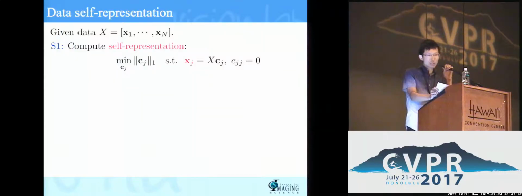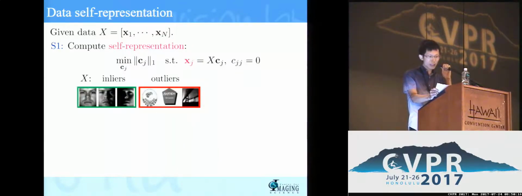Our outlier detection method is based on the idea of data self-representation. Concretely, given a dataset denoted as X, the first step of our algorithm is to solve the optimization problem shown on the top. It finds a coefficient vector Cj for representing a data point Xj, using all the other data points as a dictionary. We use a synthetically generated dataset to illustrate the idea. So we take inliers to be images of a face and outliers to be other arbitrary images.